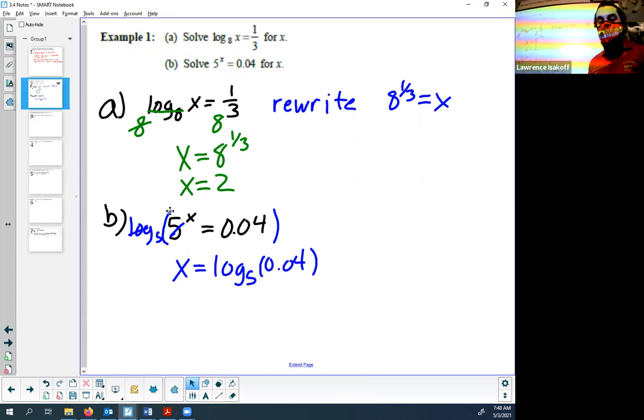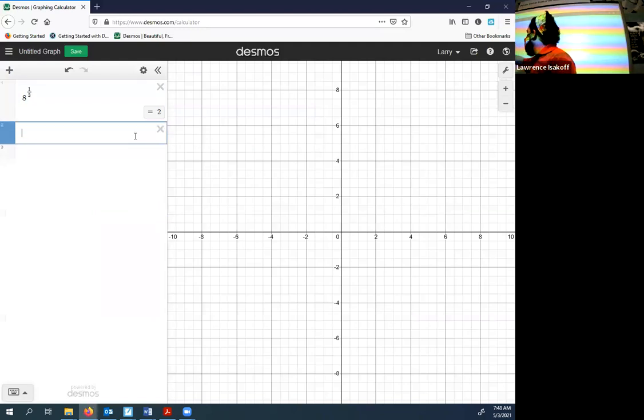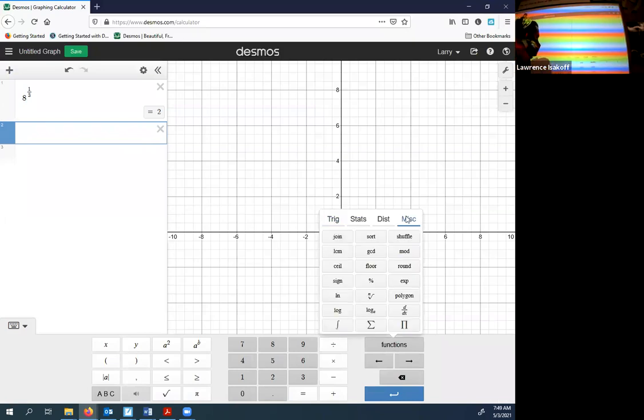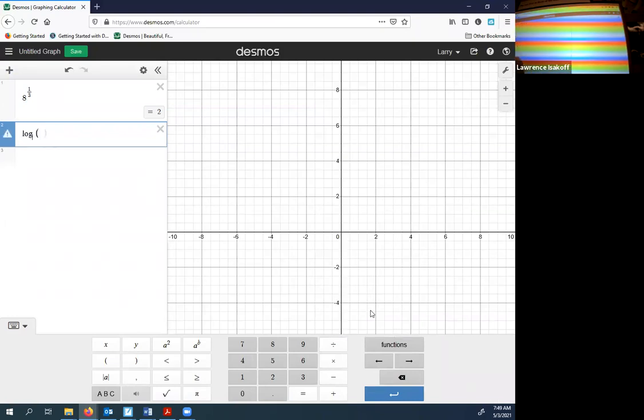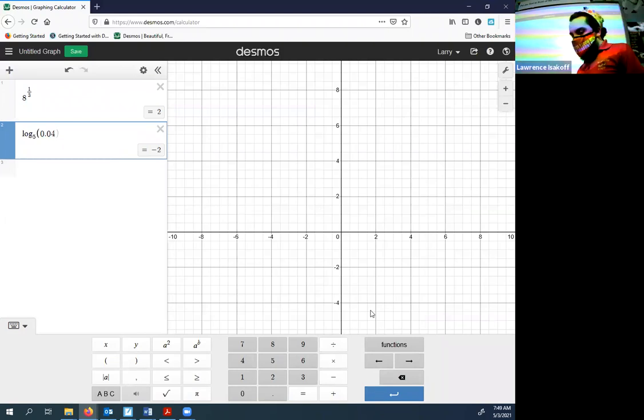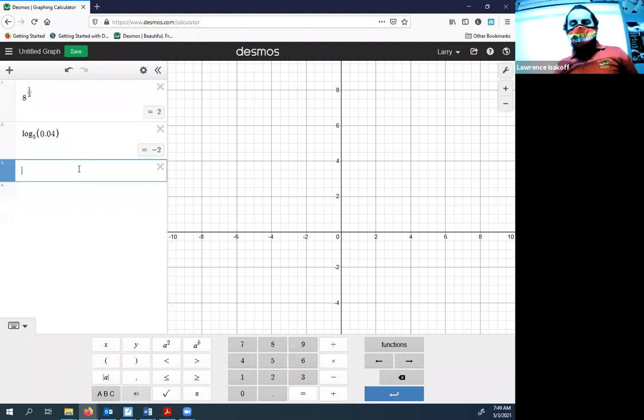Now, this is one you guys probably do not recognize right away. I believe the answer should be -2. That's what my gut's telling me. Let's double check that though. Again, I can use the log base 5. If you want to use change of base, great. But remember, we do have under here log base A. We can use that command. So log base 5 of 0.04, yes, is -2.